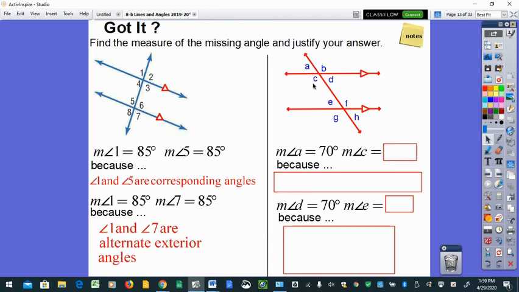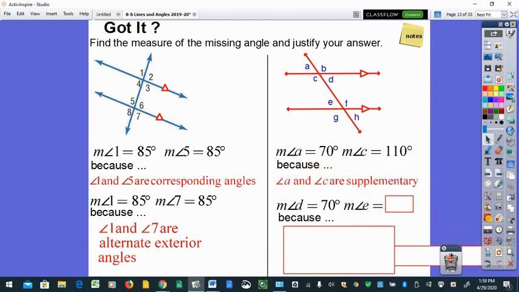Okay, the measure of angle A is 70. How do you get the measure of angle C? Now, they are not the same measure. One is acute and one is obtuse, but they form a straight angle. If you were to add their degrees together, they have to add to 180. Did you get the measure of angle C as 110? And it's because they are supplementary. Two supplementary angles add to 180 degrees.